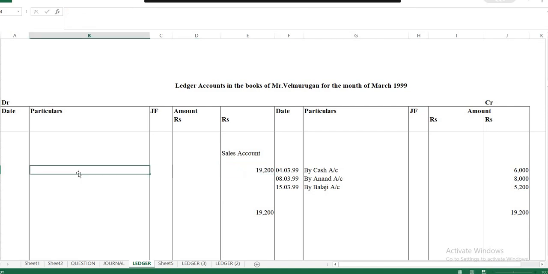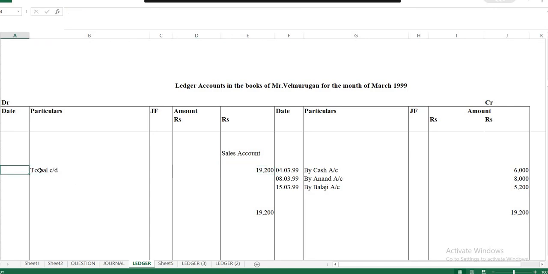Okay, and what do I have to mention here? I have to give it as to balance carried down. So the amount is to balance carried on 19,200. If there had been something on this side, I would have subtracted and shown the difference amount, and only then this 19,200 would come. But here nothing is given. Usually, if you look at the sales account, there will be a credit balance. Okay, so this side, 19,200 to balance carried on.